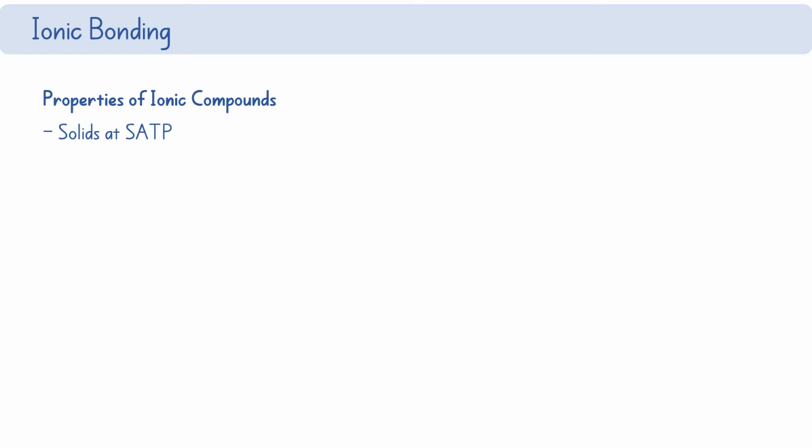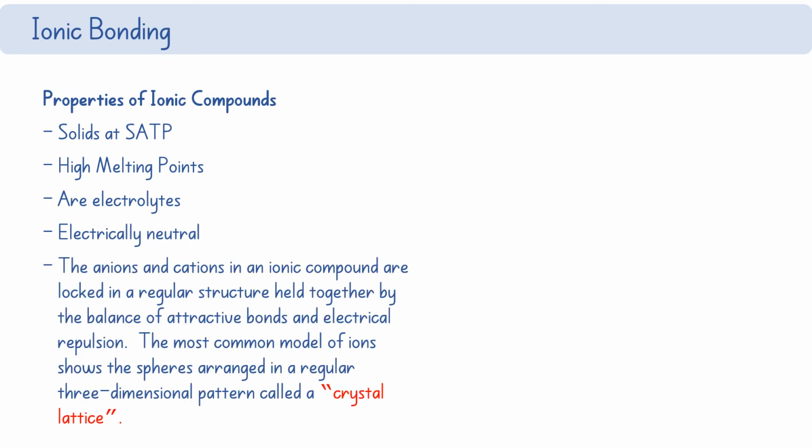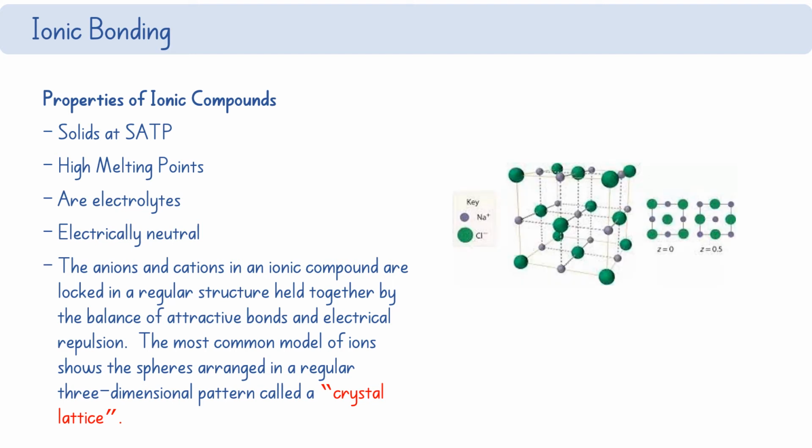Properties of ionic compounds. They're solid at SATP. They have high melting points. They are electrolytes, and they are electrically neutral. The anions and cations in an ionic compound are locked in a regular structure held together by the balance of electrical attraction and repulsion. The most common model of ions shows the spheres arranged in a regular three-dimensional pattern called a crystal lattice, shown here.